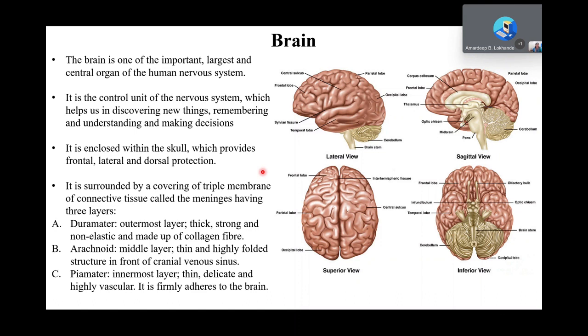They are dura mater, arachnoid and pia mater. The dura mater, being the outermost layer, is strong and non-elastic in nature, and it is made up of collagen. Arachnoid is the middle layer. It is thin, and you will see it having a highly folded structure. The last and innermost layer is the pia mater, which is thin, delicate and highly vascular, and it remains firmly adhering to the brain.